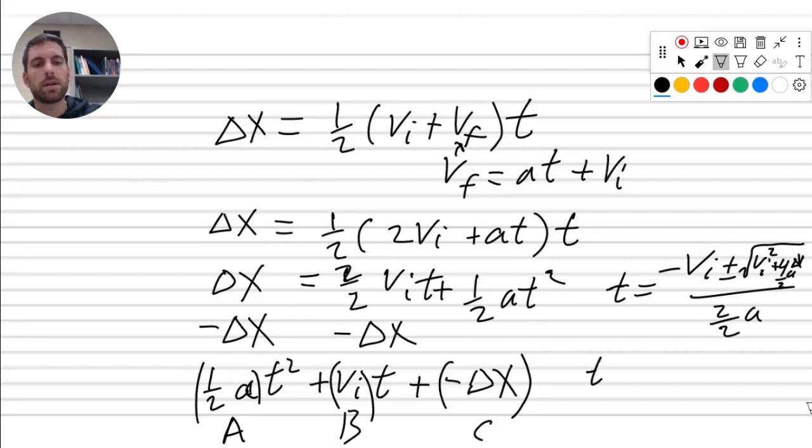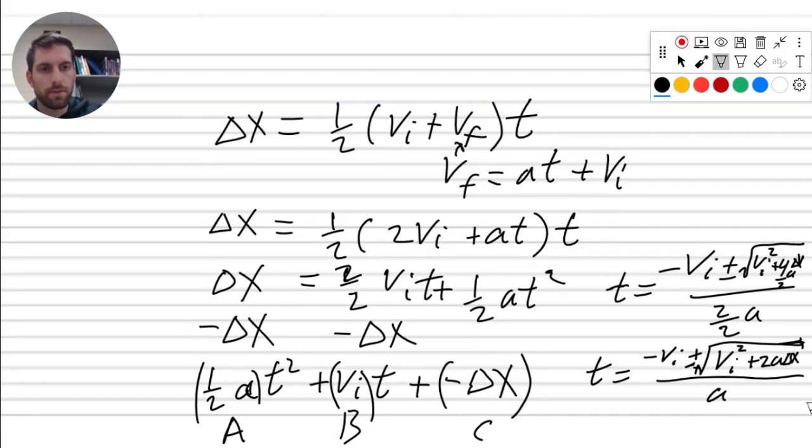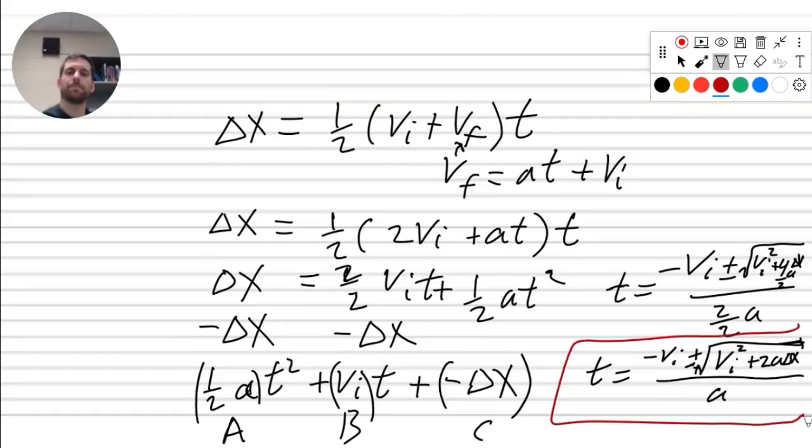So time becomes negative v initial plus minus the square root of v initial squared plus 2 times a times delta x, all over a, which is what we have in there. All right, and that's it.